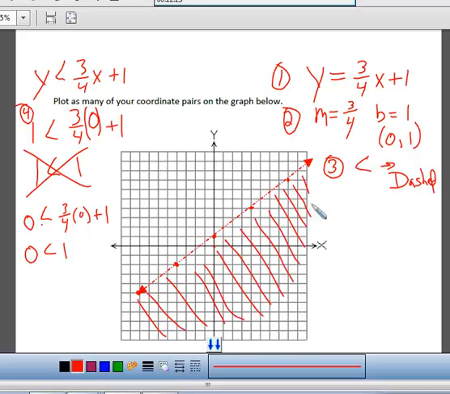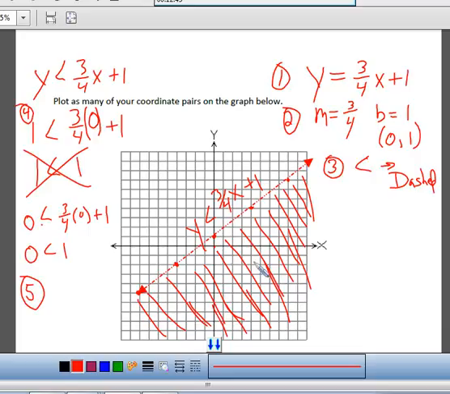Shade, shade, shade. It doesn't have to be perfect, although some of you will do it perfect. And then step 5 is shading in the correct part, and then label your graph. So my graph is y is less than 3 over 4x plus 1. Okay, that's about enough for this video.